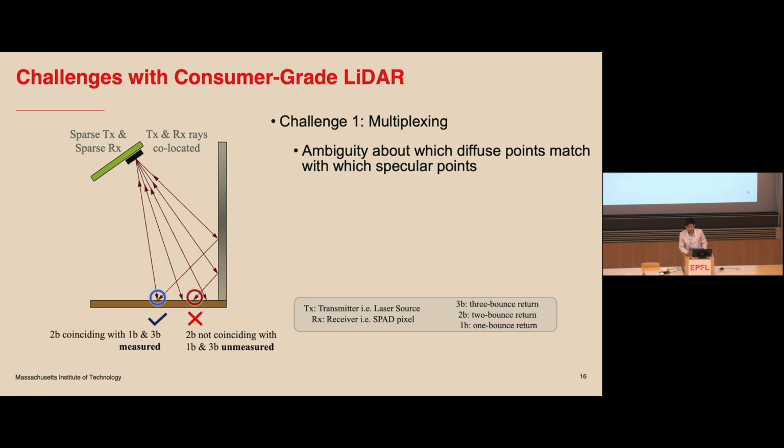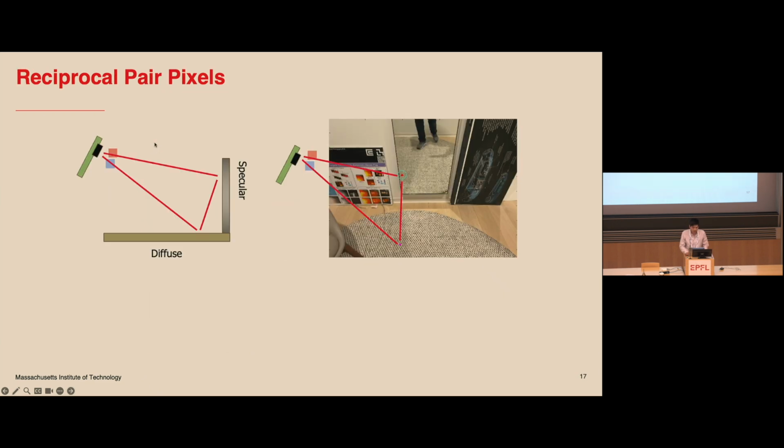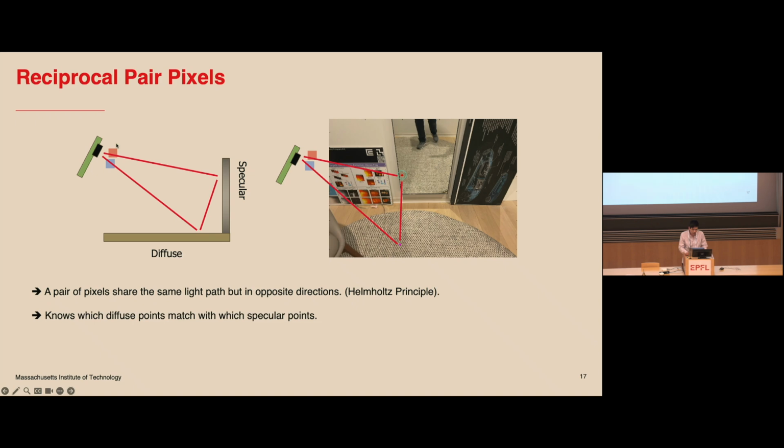So for the first challenge, multiplexing, it's hard to match which diffuse point goes with which specular point. So what we do is we only look at the diffuse and specular points that are Raskar pairs, and we introduce the first constraint. So what's a Raskar pair of pixels? A Raskar pair is a pair of pixels that share the same light path, but in opposite directions. And this is true by the Helmholtz principle.